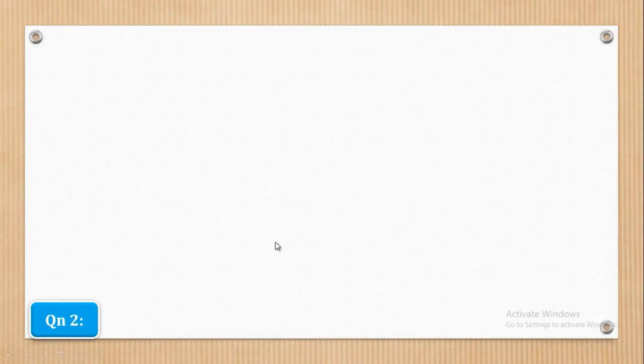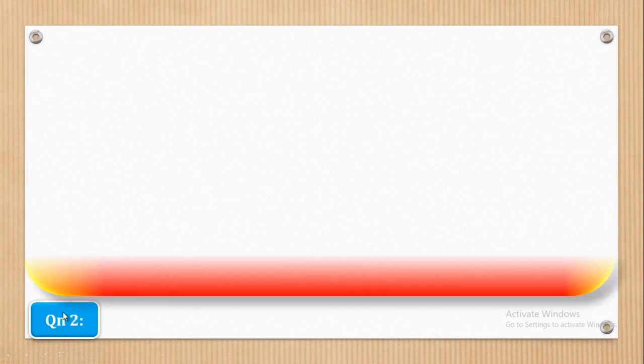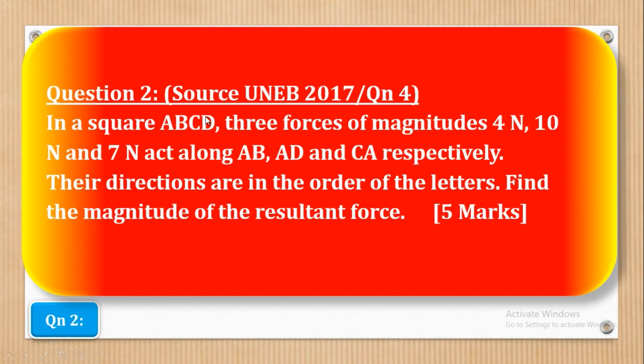So now we shall go to question 2, and question 2 came from UNEB 2017 paper question 4, and it says, in a square ABCD, 3 forces of magnitudes 4 Newton, 10 Newton and 7 Newton act along AB, AD and CA respectively. Their directions are in the order of the letters, and they say find the magnitude of the resultant force. So like I said, such questions are easily done by making a sketch.